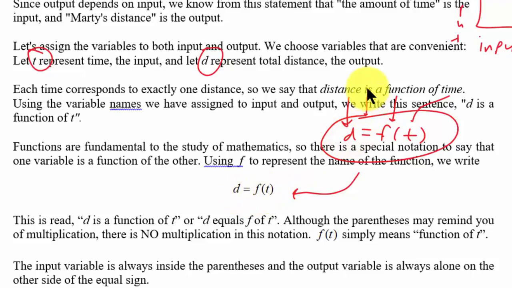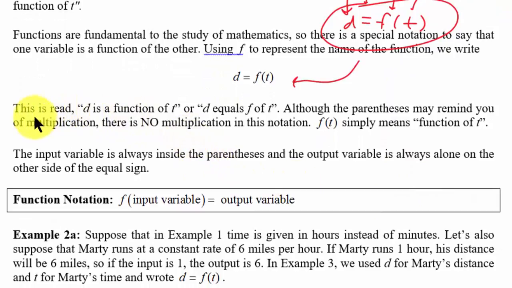So just remember the word is will always be the equal sign. Distance we call d. Function we call f of parentheses, f and then open parentheses, and whatever comes after the word function of always goes inside the parentheses. And that's function notation. I'm surely going to ask you to do something like this on a quiz and a test, okay?